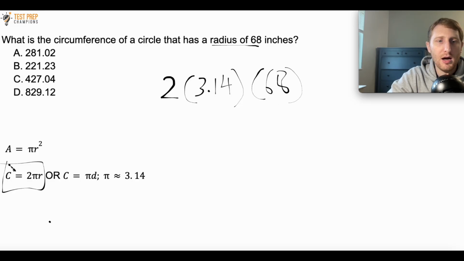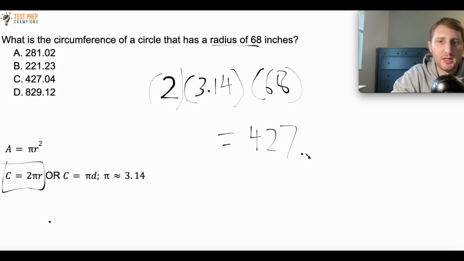So again, I picked the first formula here for the circumference, c equals 2 pi r. So right here is my 2, right here is my pi, and right here is 68 inches. So if we do the calculation here, we see that the answer is 427.04. So the right answer here is C.